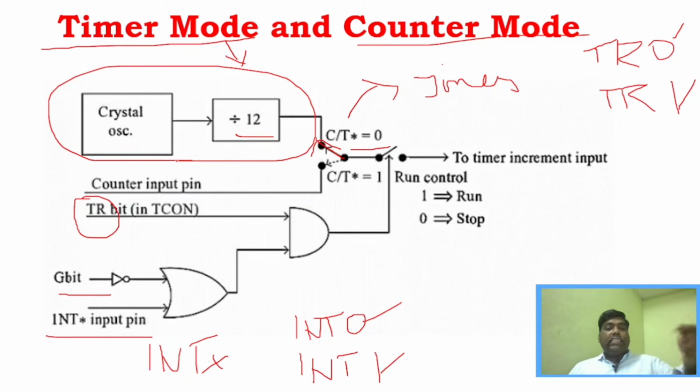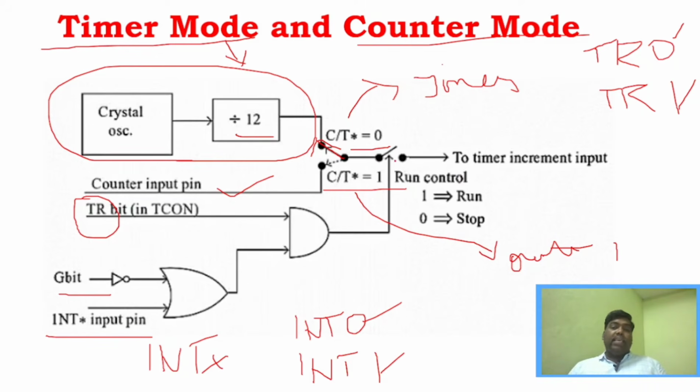When we give an external clock pulse, you can see this is the external clock pulse. How will this external clock pulse be given? It will be given either through this INT0 or INT1, right? So whenever the external clock pulse is given, it will work like C/T is equal to 1, that is, it will work in counter mode. Clear? Right.